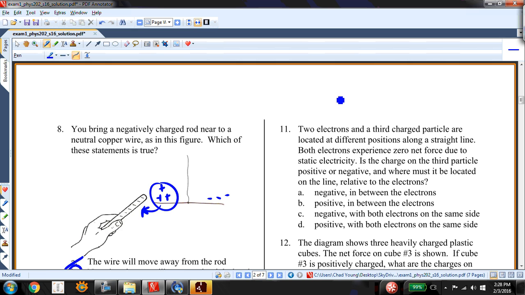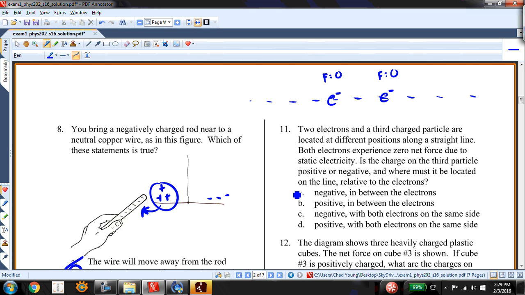All right, so I have two electrons all along a line, and then I have a third particle. I want to know, both of these electrons have zero force. F equals 0 for this one, F equals 0 for this one. I want to know where the other charge is, what is the charge of it, and where must it be. Let's just go through each of these.